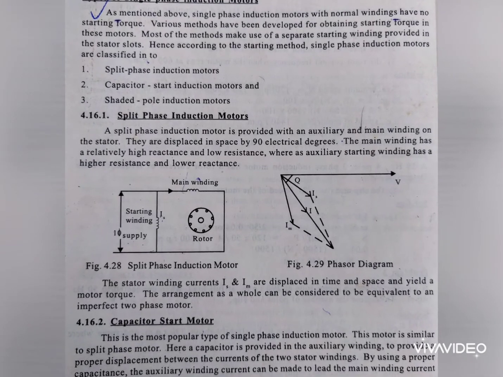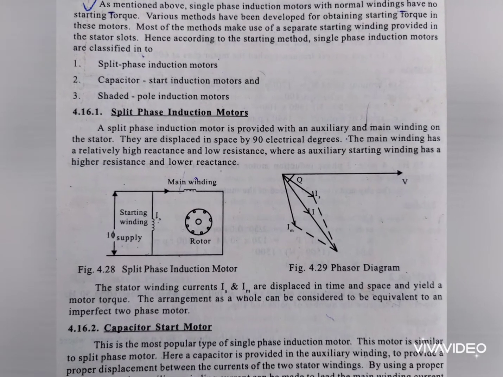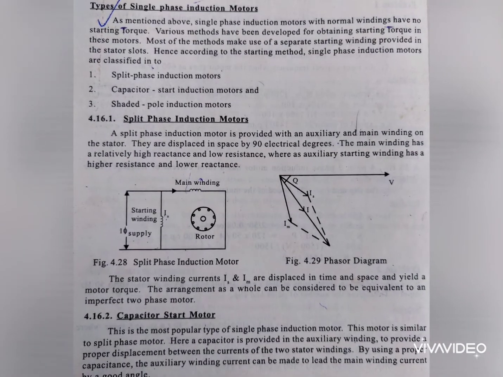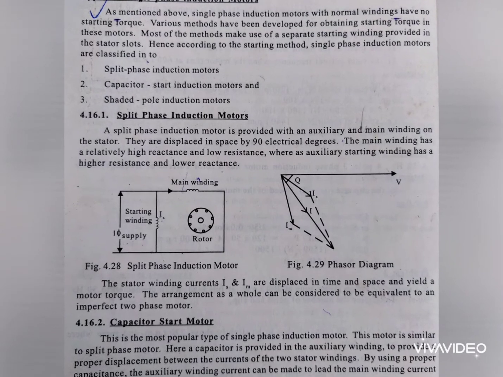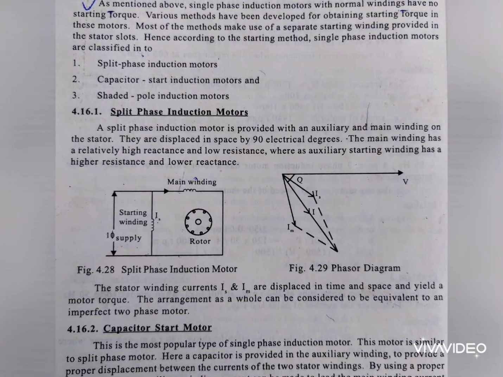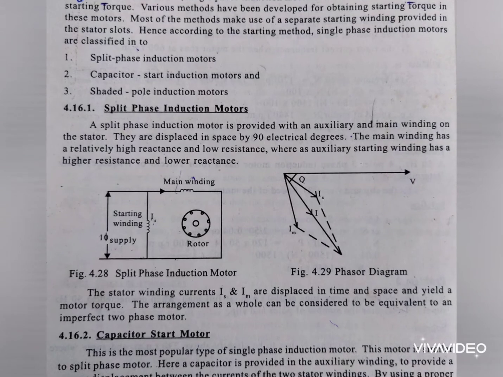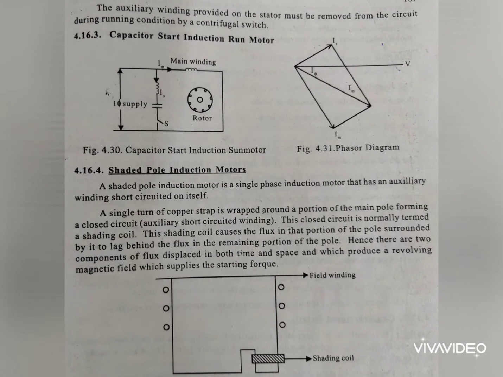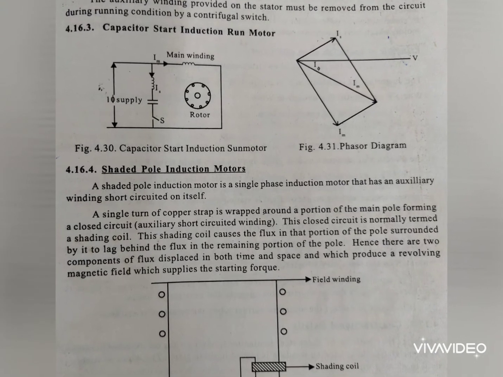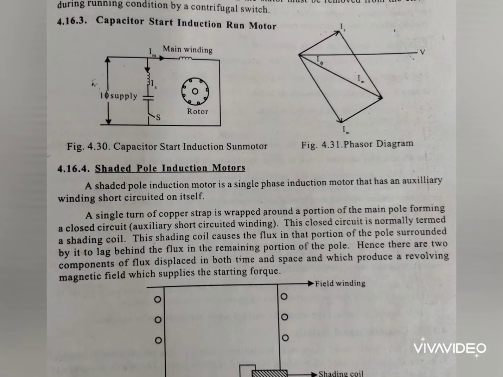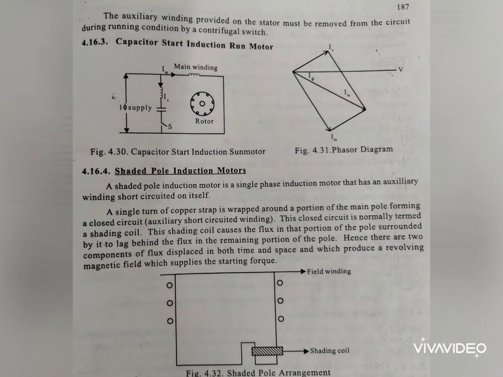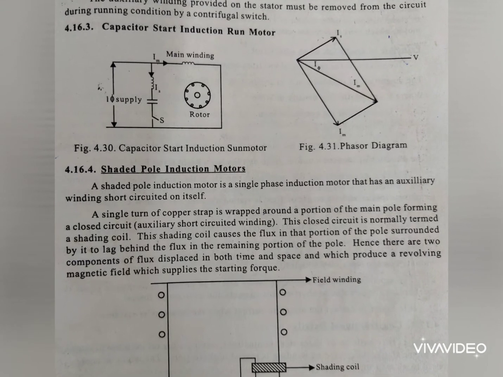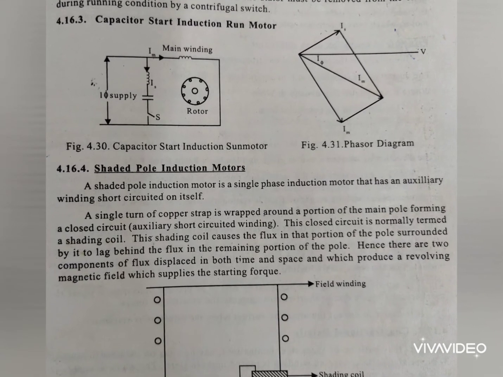So next is capacitor start motor. This is the most popularly used single-phase induction motor, and this is similar to the split-phase induction motor. Here the capacitor is provided in the auxiliary winding to provide a proper displacement between the currents of the two stator windings. By using a proper capacitance, auxiliary winding current can be made to lead the main winding current by a good angle. And the auxiliary winding provided on the stator must be removed from the circuit during running condition by a switch.